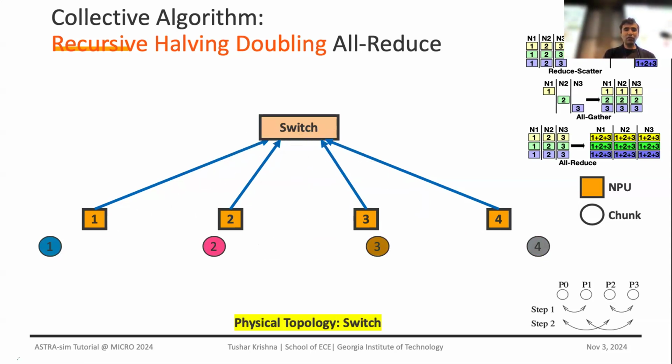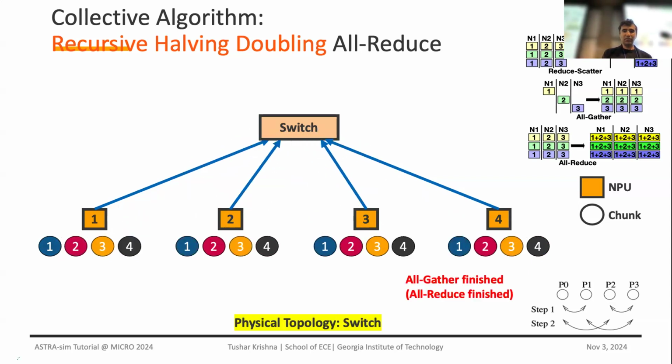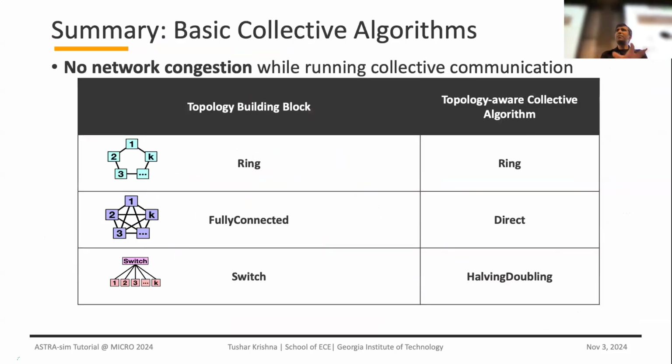At the end, you've exchanged your gradients with all the other GPUs in a pairwise manner, and you have finished the reduce scatter. Now, again in a pairwise manner, you copy the data from each other and do this broadcast, and then all gather has finished. So again, all links are utilized, no congestion, right? These are basic collective algorithms, and almost all the collective libraries I mentioned implement these.